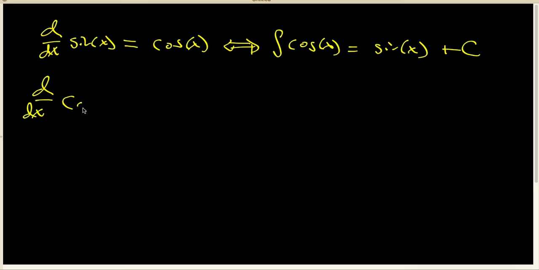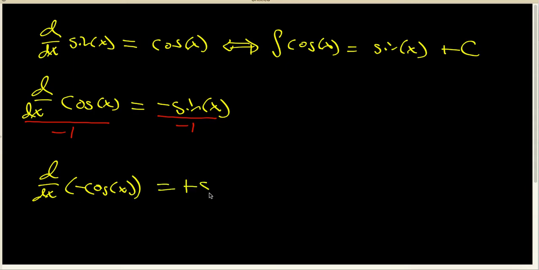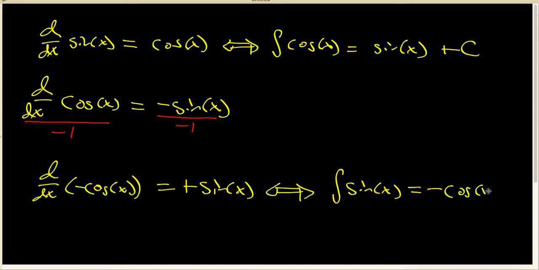The derivative of the cosine of x is equal to minus the sine of x. And if I want to actually isolate the sine here, I'm going to divide both sides of this particular equation by -1. And when we do, we get that the derivative of minus the cosine of x is going to be positive the sine of x. And that can be rewritten as the integral of the sine of x is equal to minus the cosine of x plus any constant that we want to add.